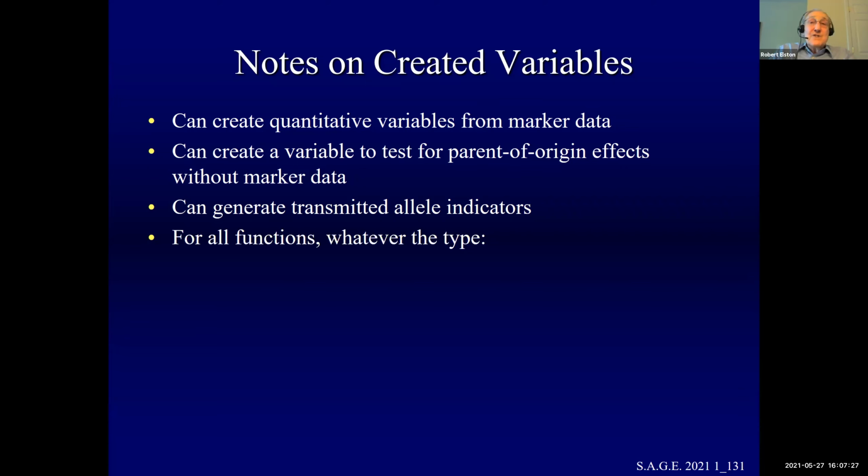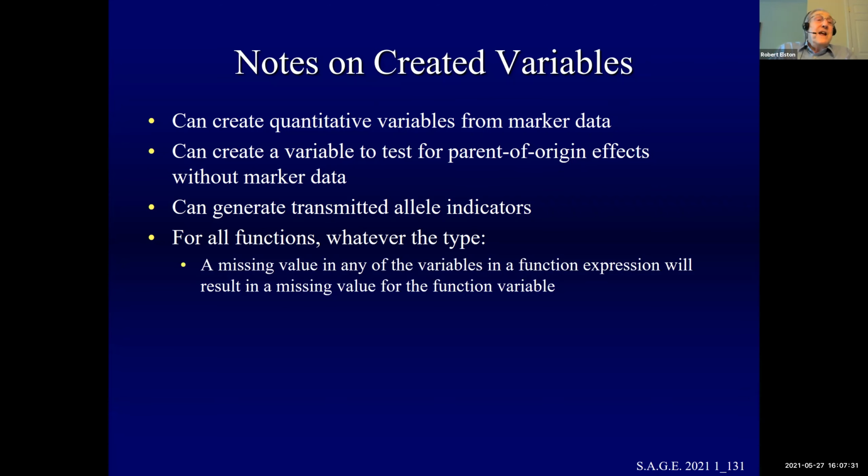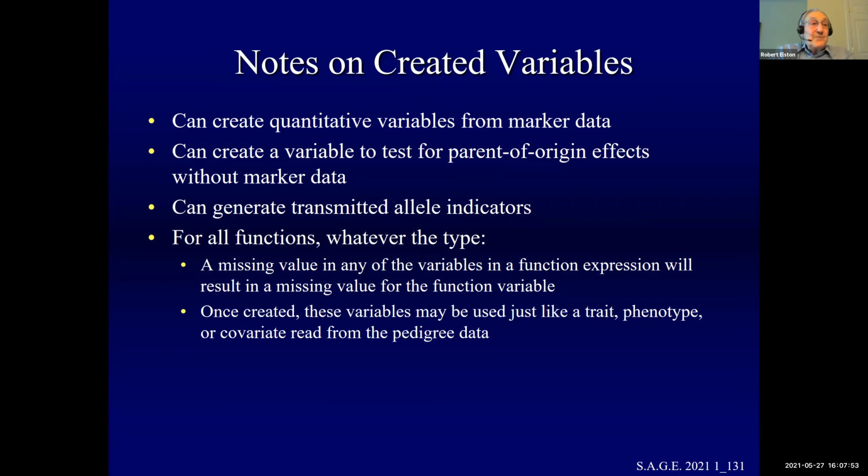For all functions, whatever the type, if there's a missing value in any of the variables in the function expression, then it will result in a missing value for the function variable. Obviously, it can't calculate it, so it'll be missing. If any one of the things it needs is missing, then the thing itself is missing. A missing value in any of the variables in a function expression will result in a missing value for the function variable. That says it in a nutshell.